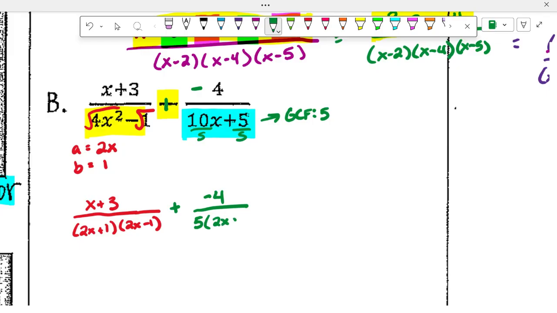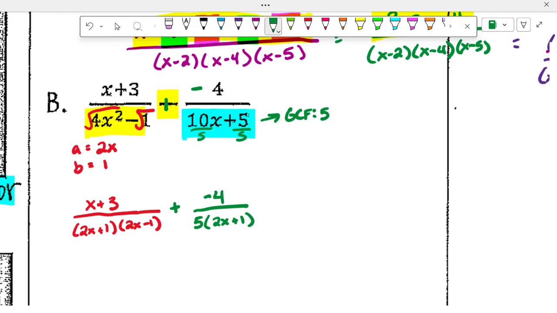So that'll give me 2x plus 1. And do not forget to write the GCF as part of your factor. All right? A lot of y'all forget to do that. Make sure you write the GCF outside of whatever you got when you divided that GCF into the 2 terms.